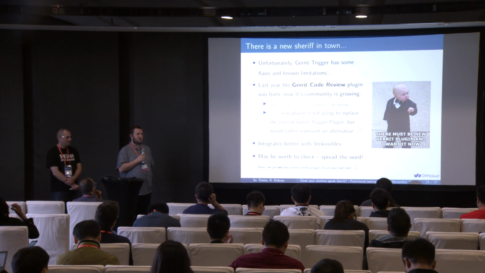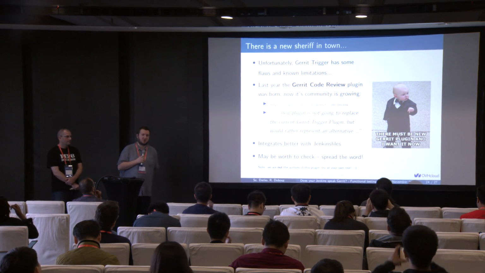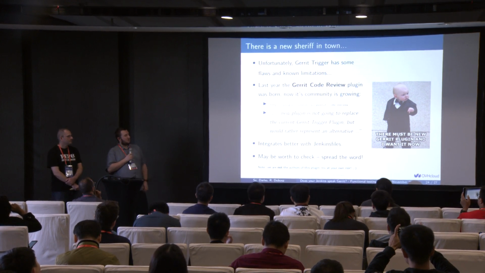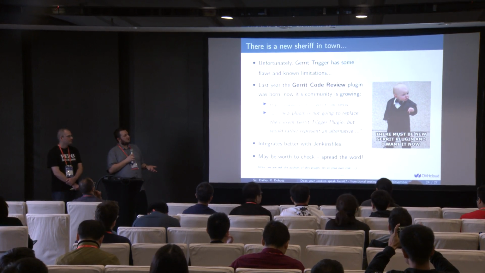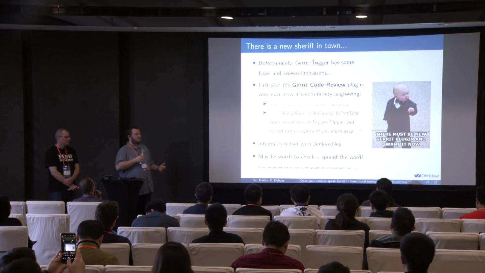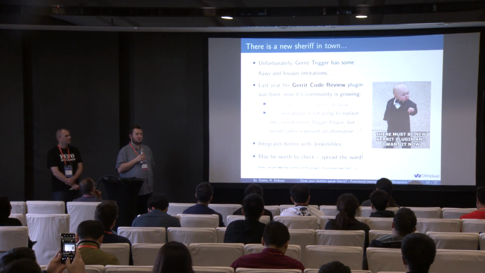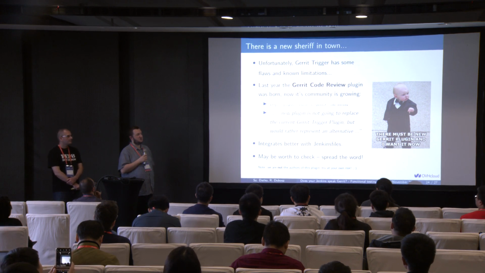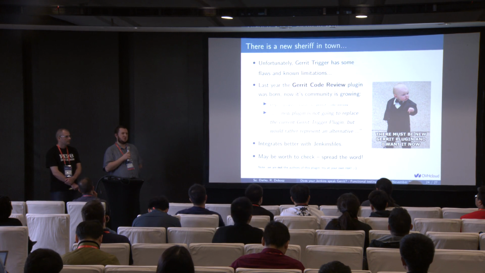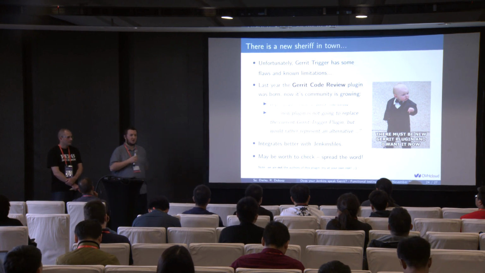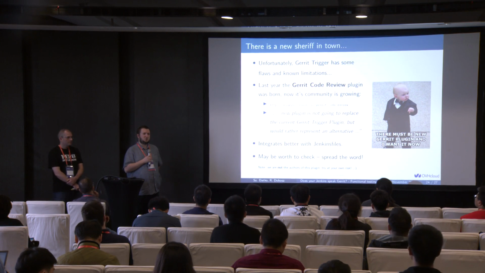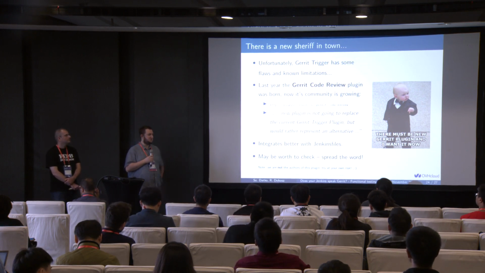Let's be honest, Gerrit-Trigger has some limitations, it has some flaws, and some of them are more irritating, some of them are not. For example, if you change the Gerrit-Trigger configuration, sometimes you might need to restart Jenkins to make it work. There is some bug, we faced it. And there are also some scalability issues due to stream events involved in the process.